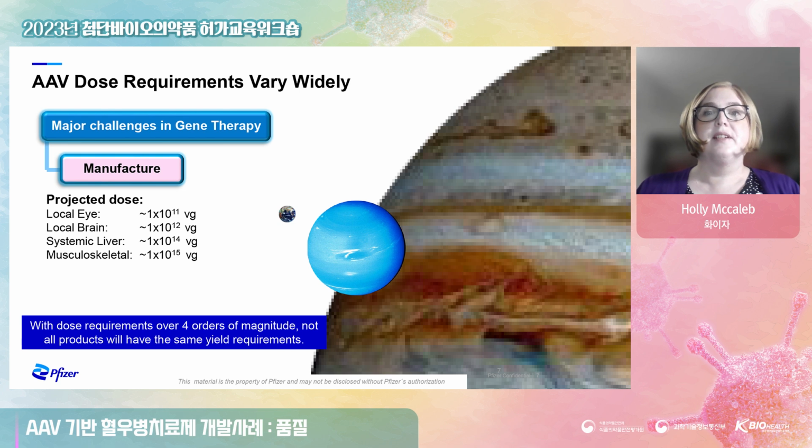AAV dose requirements can vary widely depending on the indication and the target tissue. These differences can mean AAV gene therapies must be manufactured to accommodate dose requirements that can range over 4 orders of magnitude. The images of the planets on this slide demonstrate those relative dose differences. With dose requirements spanning this large range, not all AAV products will have the same yield requirements.